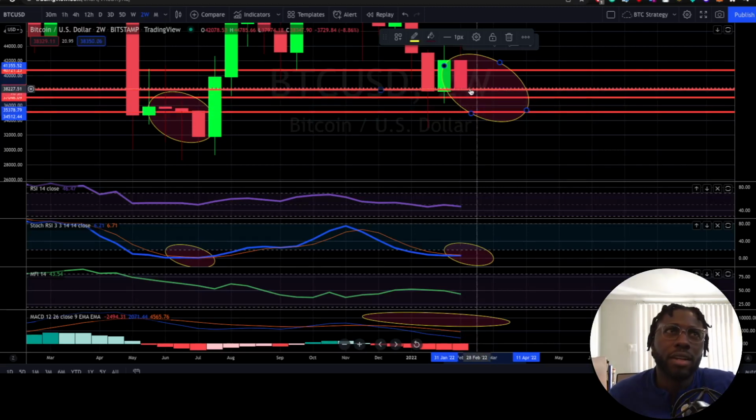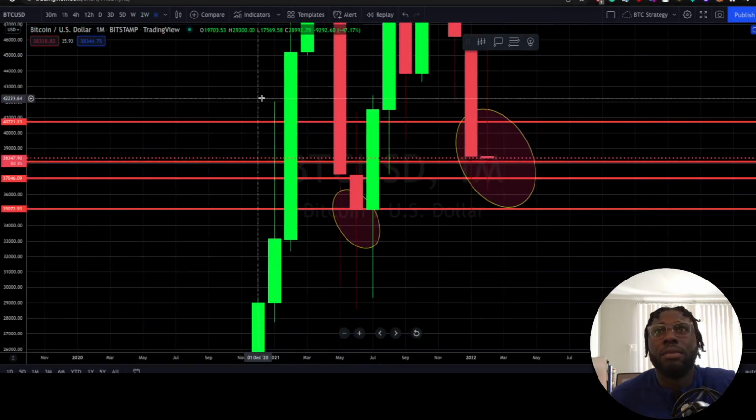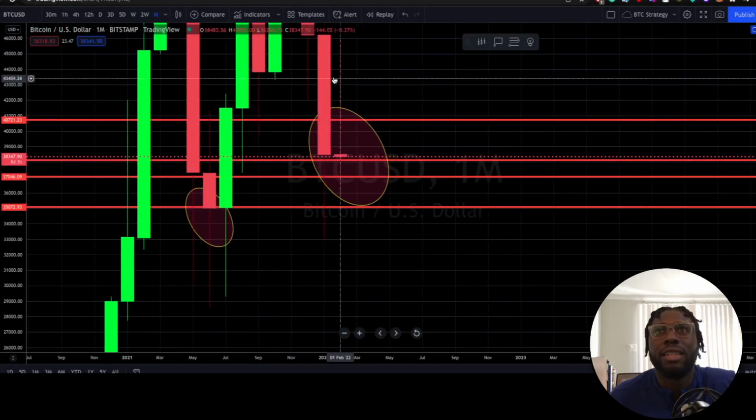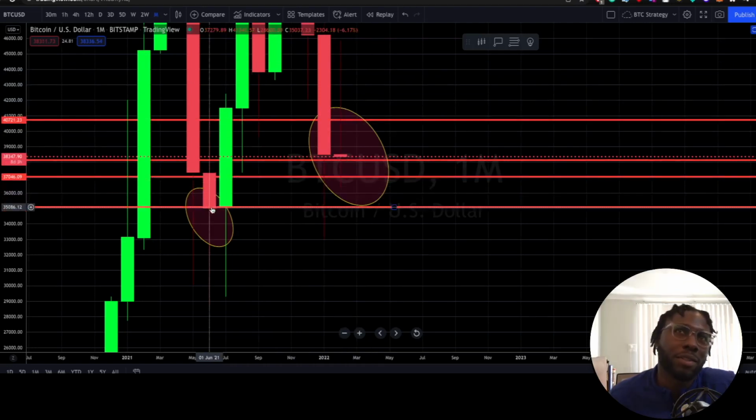In my opinion, since the end of the month of February is coming up, I could see us maybe still going down, but at the end of the month we may have some buying pressure to make sure this particular candle, let me look at the monthly chart, isn't so red. So we have some buying pressure to make it.